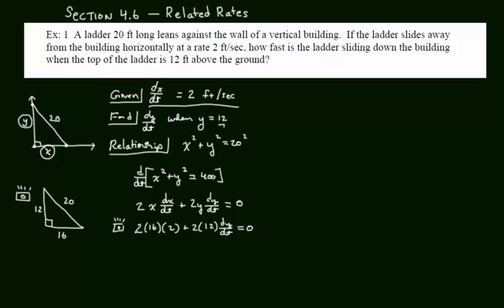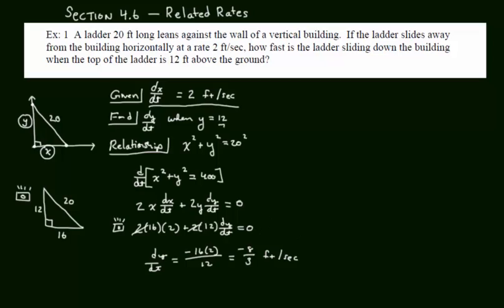So the problem is just about done. We just have to solve for dy/dt. So dy/dt is going to equal negative 16 times 2, because I subtract that and then divide by 12, and that obviously reduces to negative 8 over 3 feet per second.